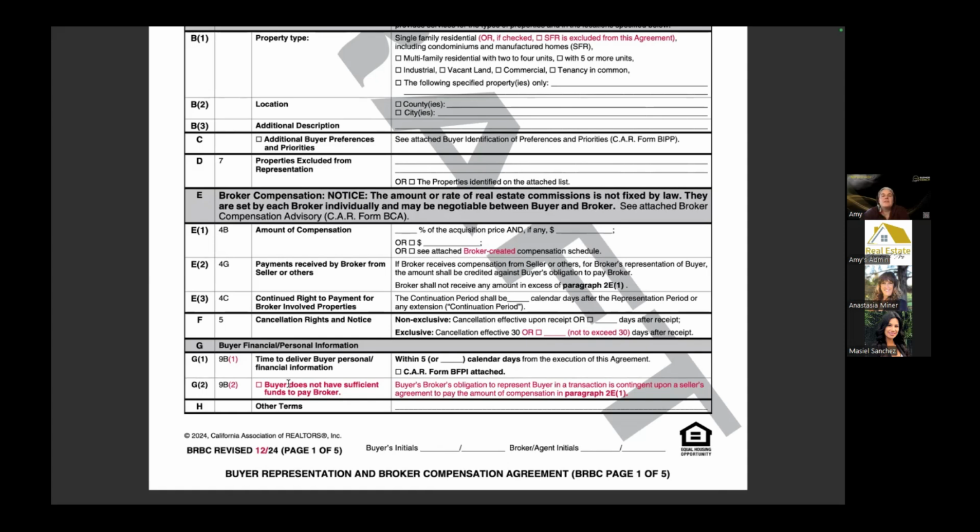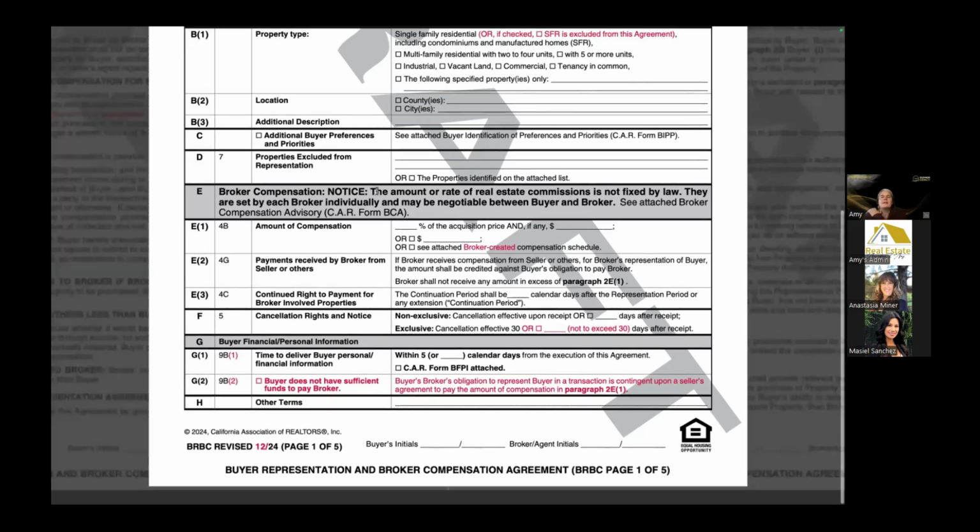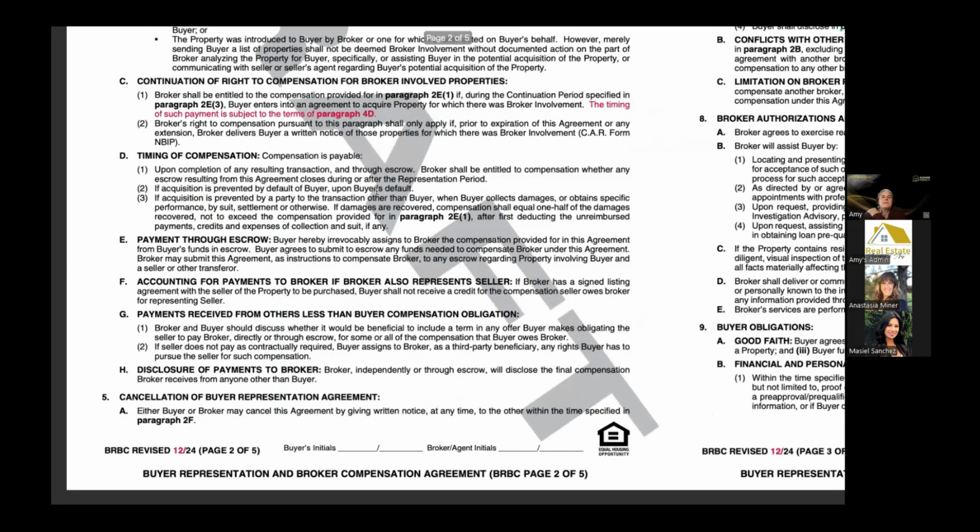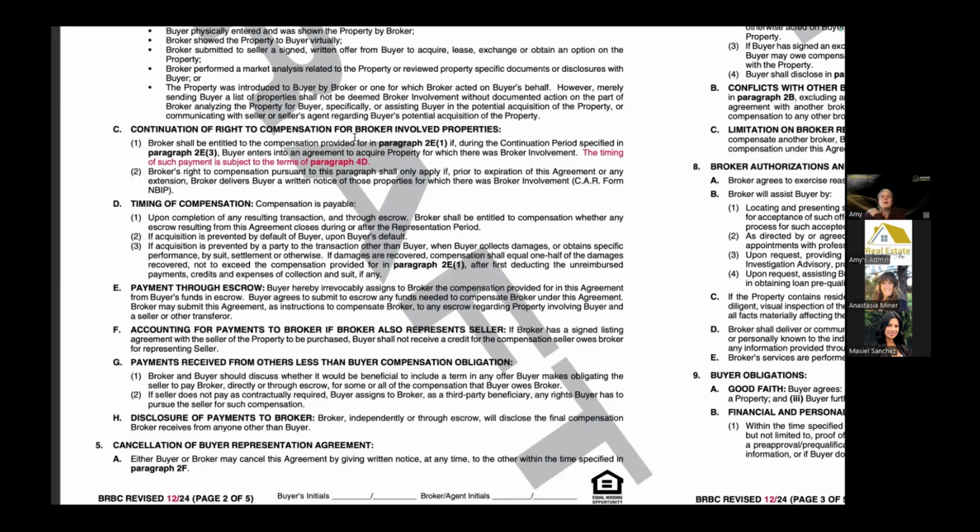Buyer does not have sufficient funds to pay broker. You would check this box. Buyer's broker's obligation to represent buyer in a transaction is contingent upon a seller's agreement to pay the amount of compensation specified in paragraph 2E1. They're just clarifying that. They just reworded it. Here is the continuation of compensation for broker involved properties, that it just says the timing of such payment is subject to paragraph 4D. So nothing major there.